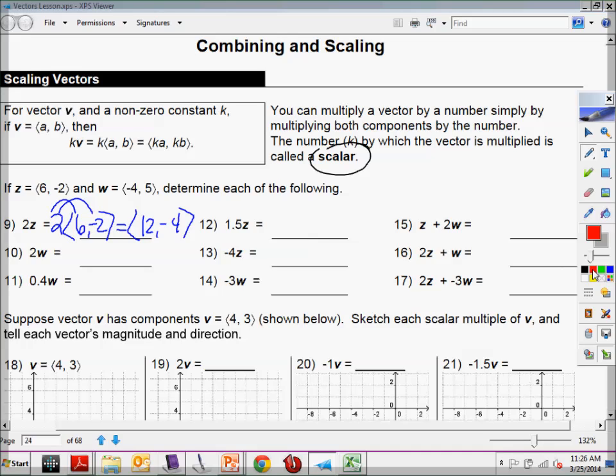So can we skip to 15 real quick? Yeah, we're going to do 9, 10, 11, and 15 and 16. It's just so easy compared to what we just did. Okay, so then here I am now finding the scalar of w with a factor of 2. W is already negative 4, 5, but now I want to double its magnitude.